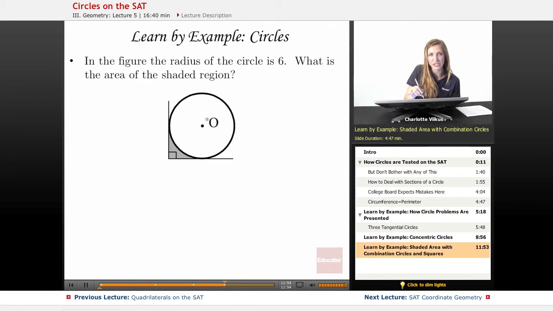I have a circle and a different sort of shape. It looks like a right angle. I want to know the area of the shaded region. I'm also given that the radius of the circle is 6, so this radius is 6. And I want to know the area of the shaded region.